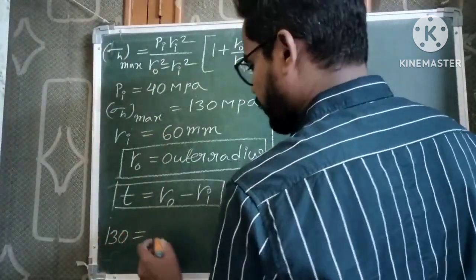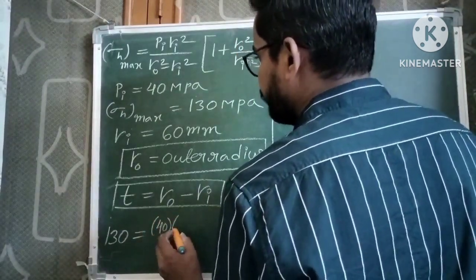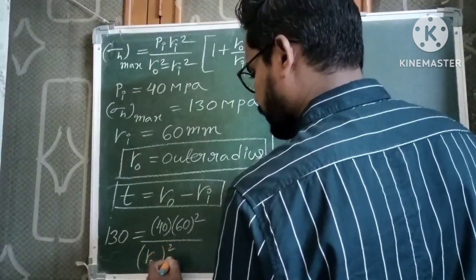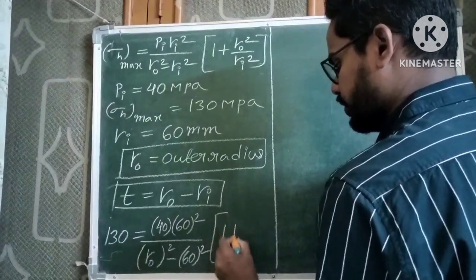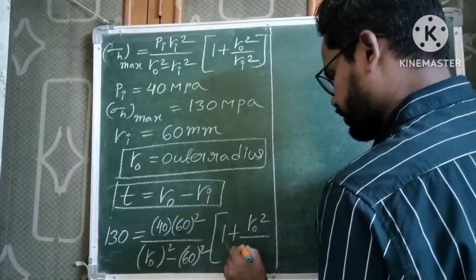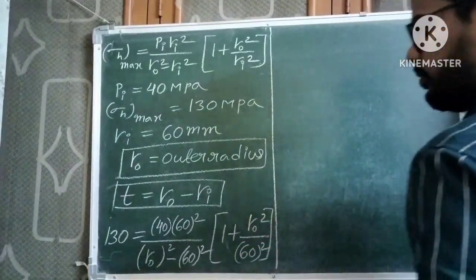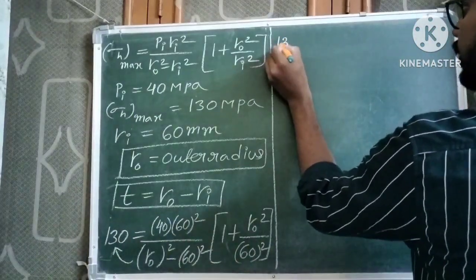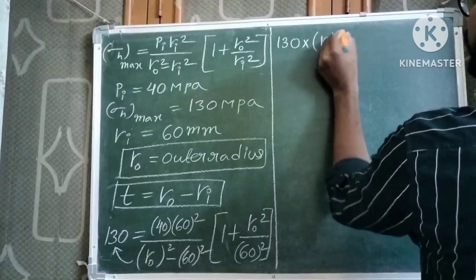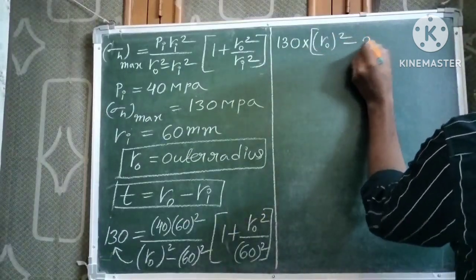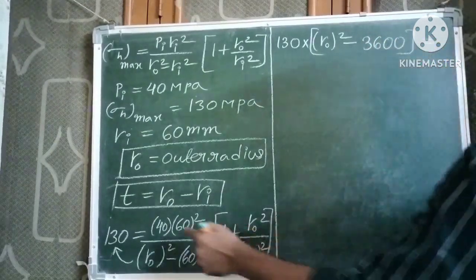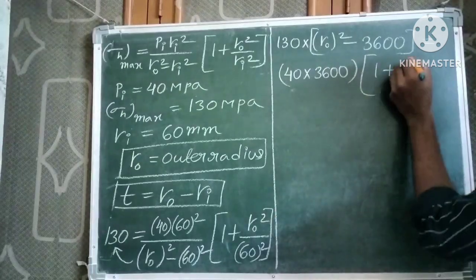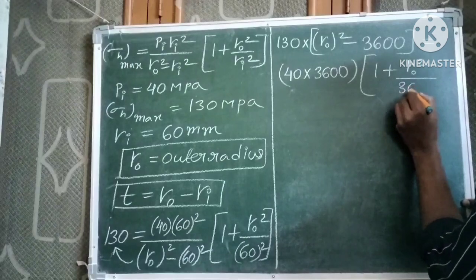Sigma h, maximum hoop stress, is 130. So 130 is equal to internal pressure 40 into Ri square, inner radius 60 whole square, by R naught square minus 60 square, into 1 plus R naught square by 60 whole square. Transpose this denominator to the left hand side. Division becomes multiplication. 130 into R naught square minus 60 square, 3600, is equal to 40 into 60 square, that is 3600, into 1 plus R naught square by 3600.